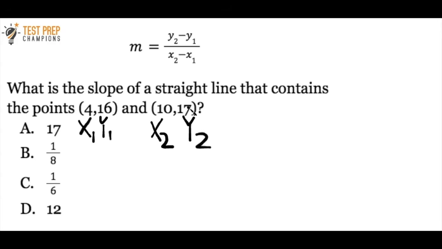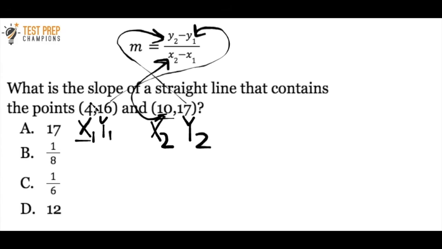Now all I'm going to do is take my y2, which is 17, and I'm going to come up here and plug that into the formula for y2. My y1 is 16, just like I labeled it, so I'm going to put that in for y1 right here. Now my x2, I already labeled 10 as x2, so that's going to go right in here for x2. And the last step is to take this 4 and plug it in here for x1.